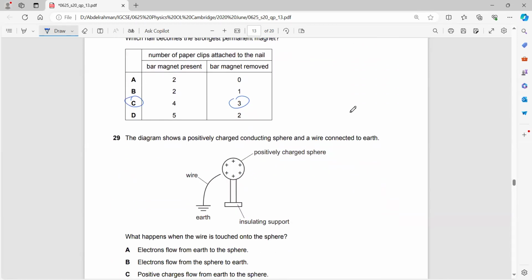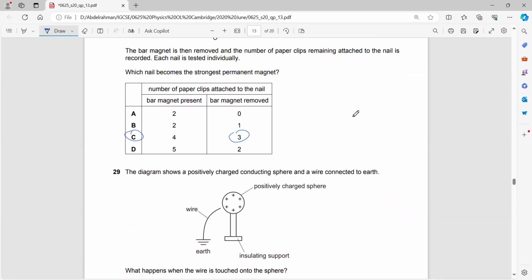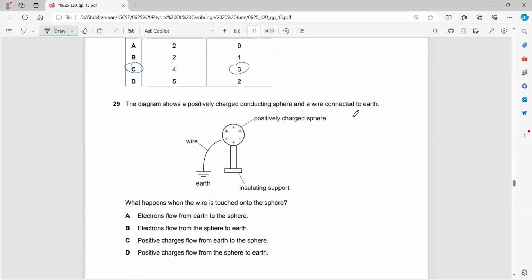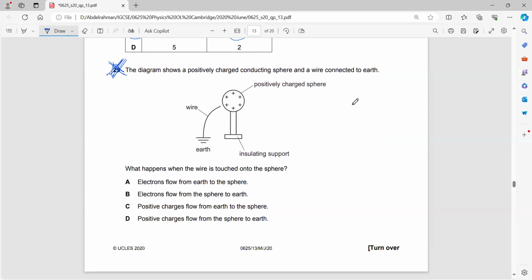Any questions? Question 29 has been removed from the syllabus. Question 29 is cancelled.